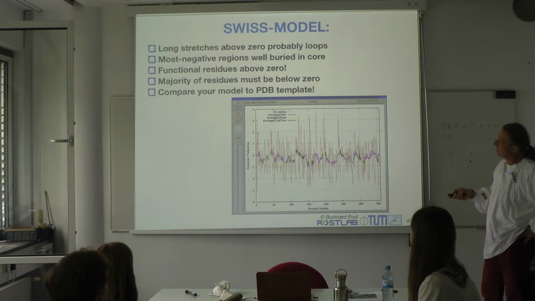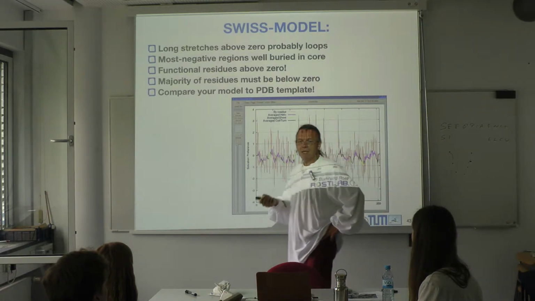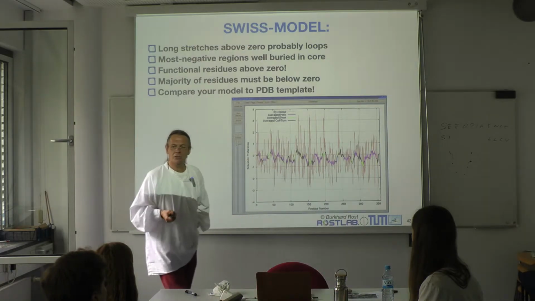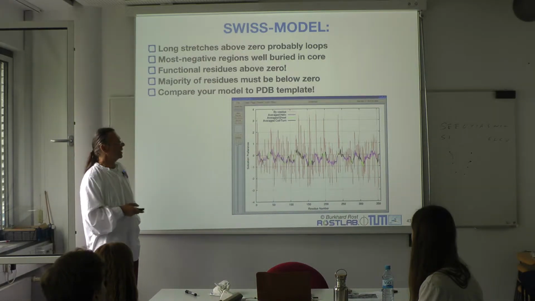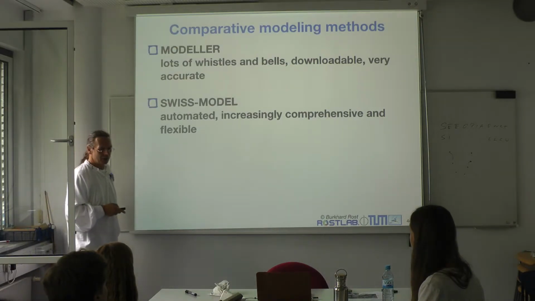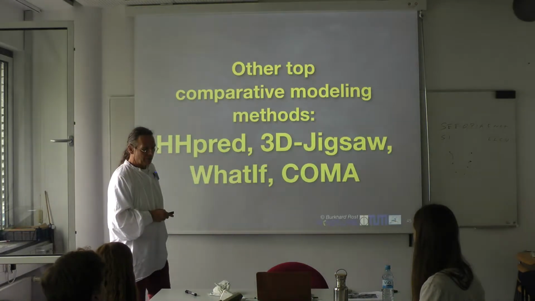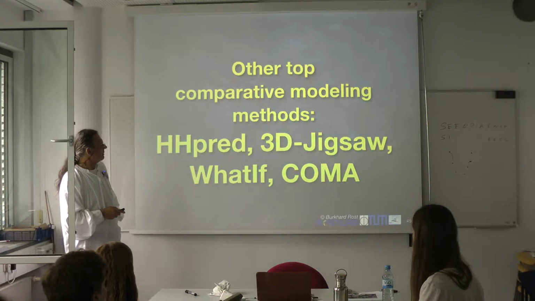With a lot of scores that also tell you where in particular positions the score is most likely. It's like a B value. So where in your structure is your model more correct than in other places. Completely automated, increasingly complex, and comprehensive. So on this slide here, I say there are other methods.